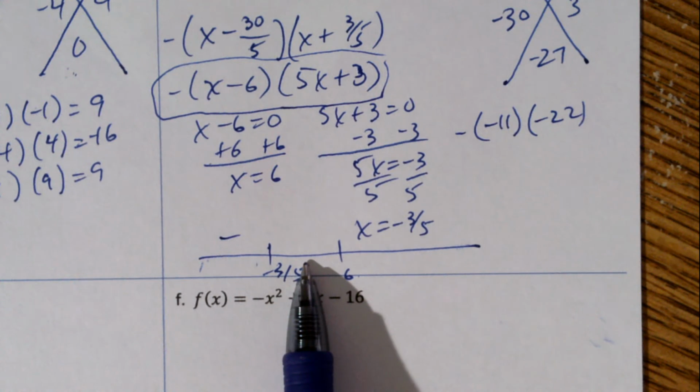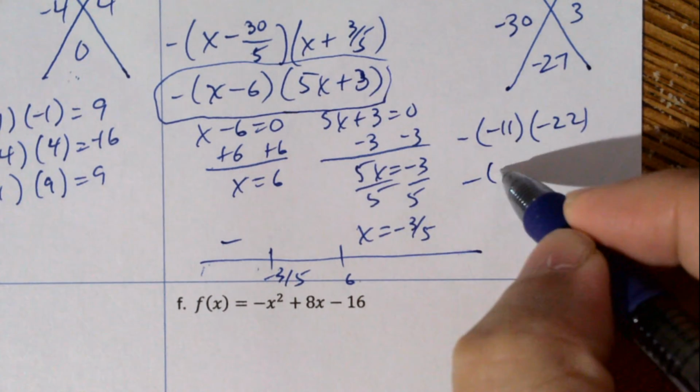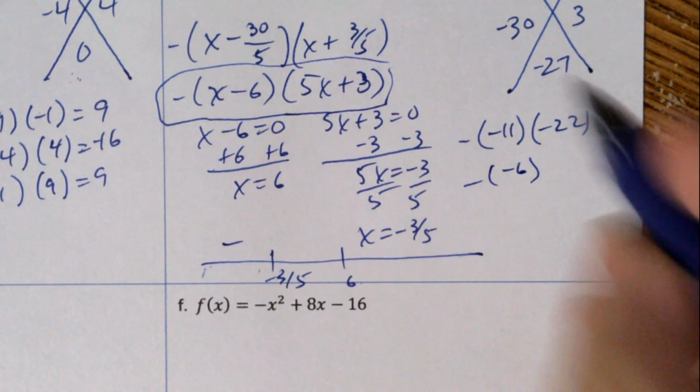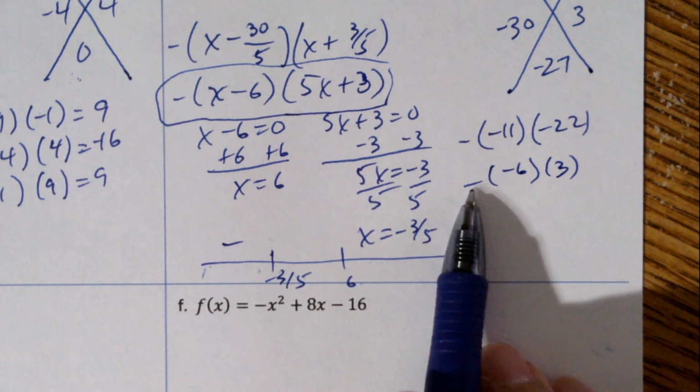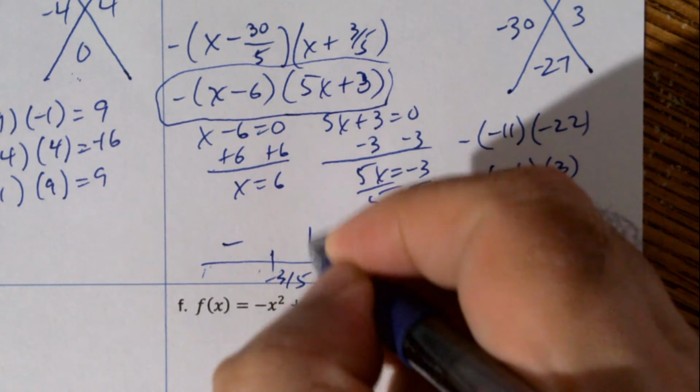Here, plug in the 0. If I plug in the 0, so I have that negative on the outside. 0 minus 6 is negative 6. And 5 times 0 is 0. Plus 3 is 3. So I got 2 negatives. Negative times negative is positive. Positive is 18. So it's positive.